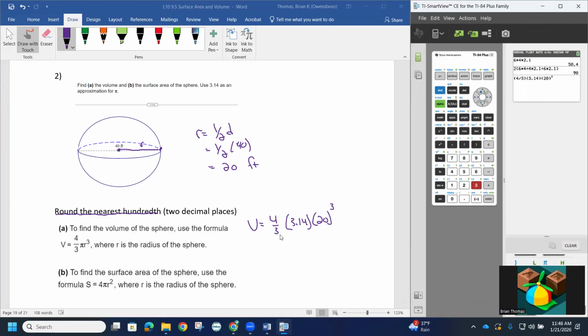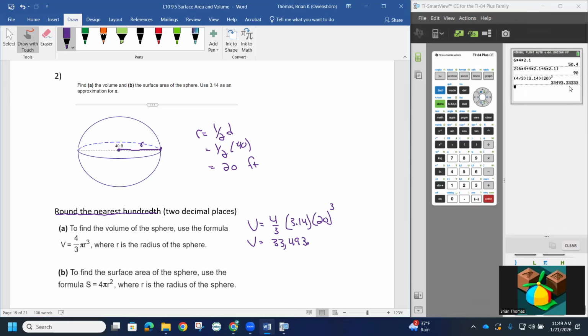So 4/3 times pi times the radius, which we had to do a little bit of math on, and then we had a cubic. If we hit enter, we now get this big number here. The volume is pretty big because they gave us a big radius. So the volume is going to be 33,493 point. Notice how we have to round it to two decimal places.